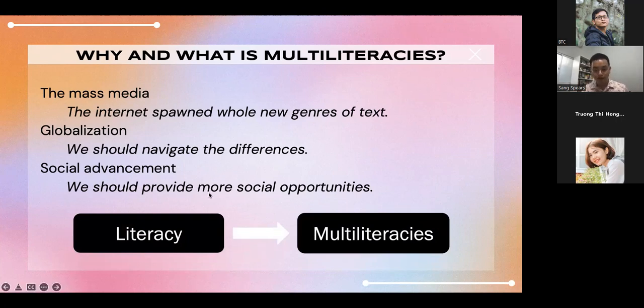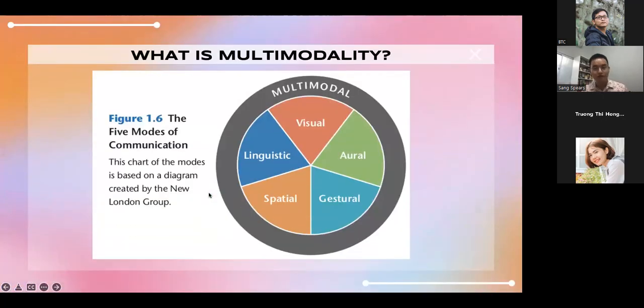So multimodal composing includes different modes for communication. In our communication, we do not only use language as the main semiotic mode, the main symbolic mode for communication. We also use images, the visual mode. We also use sound, music, background music, or ambient sound. We also gesticulate with our hands, with our body language, and for sure the spatial mode: how close we stand, how far we stand from each other, where we stand in the classroom also affects our communication effectiveness as well.